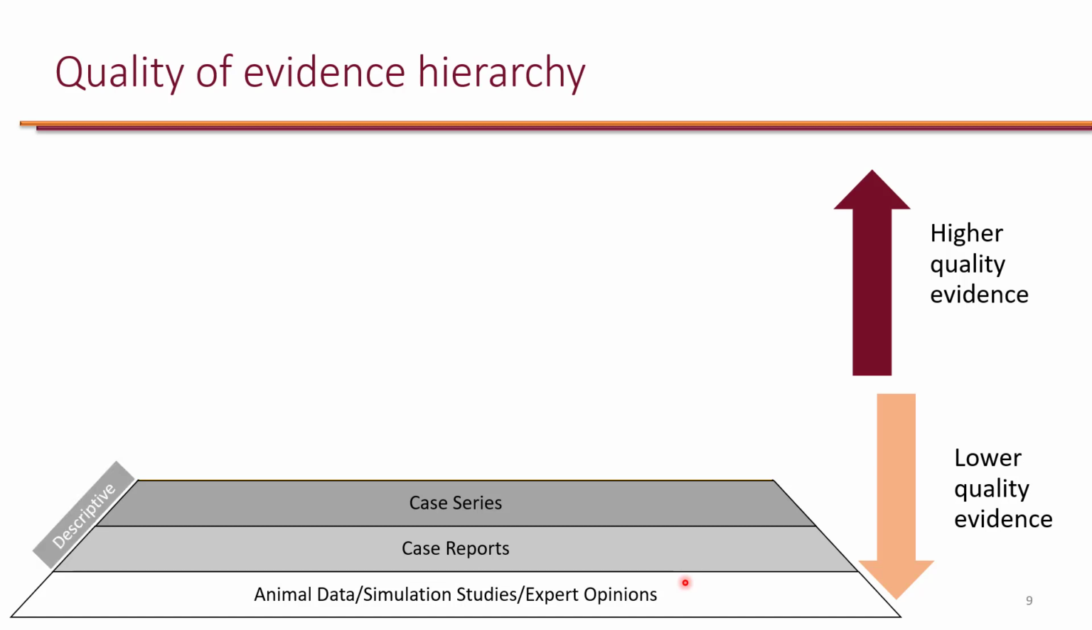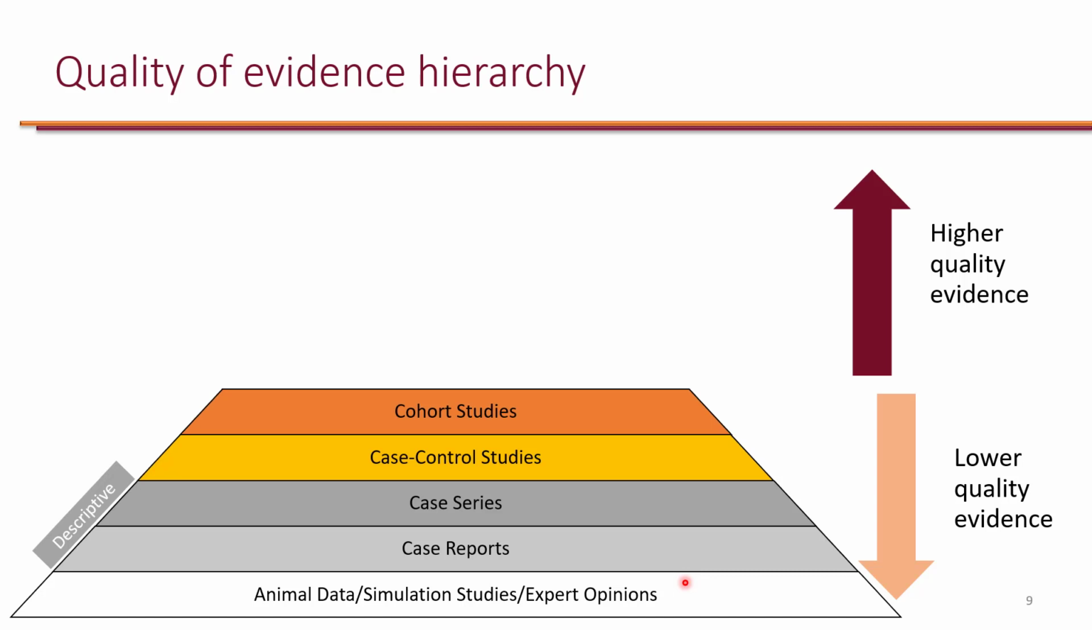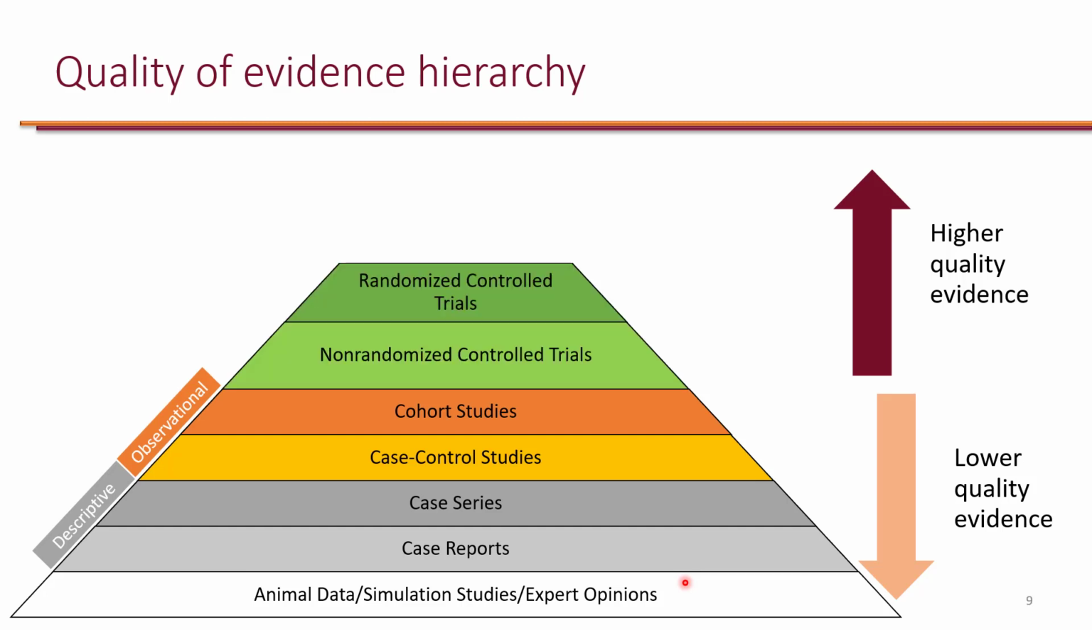These are descriptive studies that basically describe what happened in either a single patient or a series of patients. Higher than that, we have case control studies and cohort studies, which are observational studies. Now, above that, we get non-randomized controlled trials and randomized controlled trials, which are high quality and moderate quality evidence, and that's because these are experimental studies. In these studies, because we have control groups, we actually reduce the risk of bias.